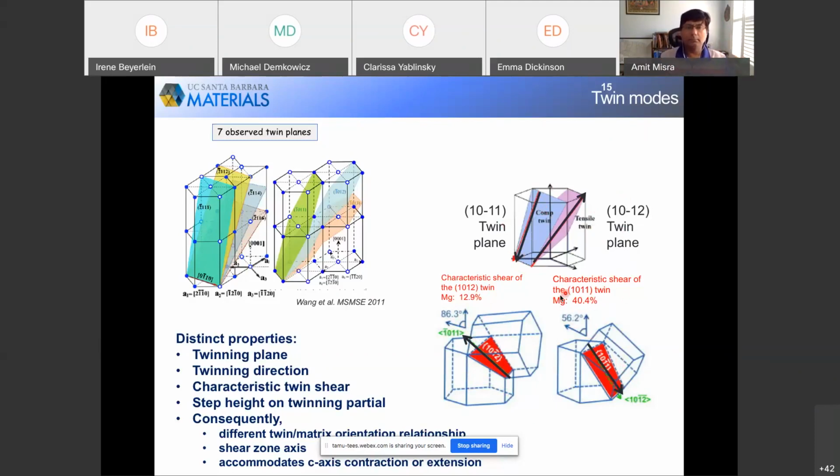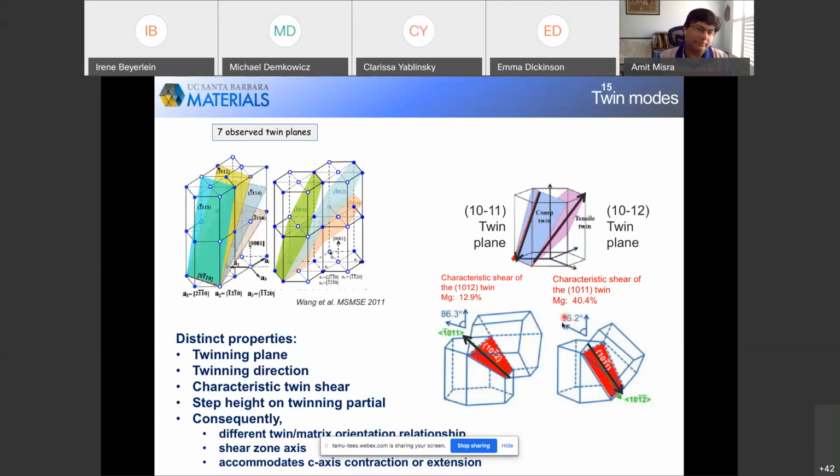The amount of characteristic shear is even larger. So you can see that this is about 3 times larger. It's 40% shear, and also its step height is about 2 as well. So you get a lot of shear happening within just 2 atomic planes with this twin mode. So they're very efficient ways of accommodating deformation.